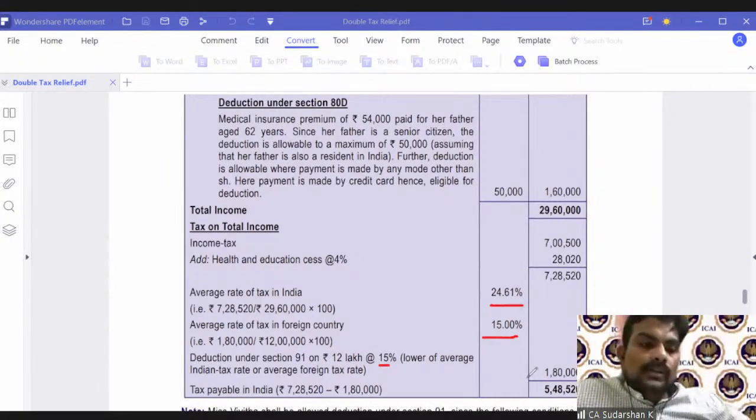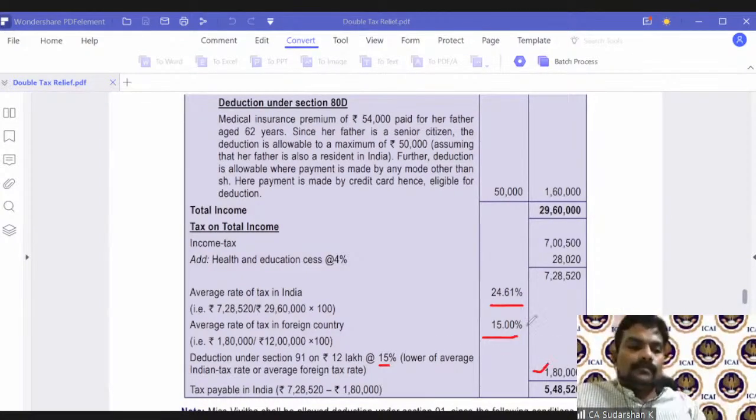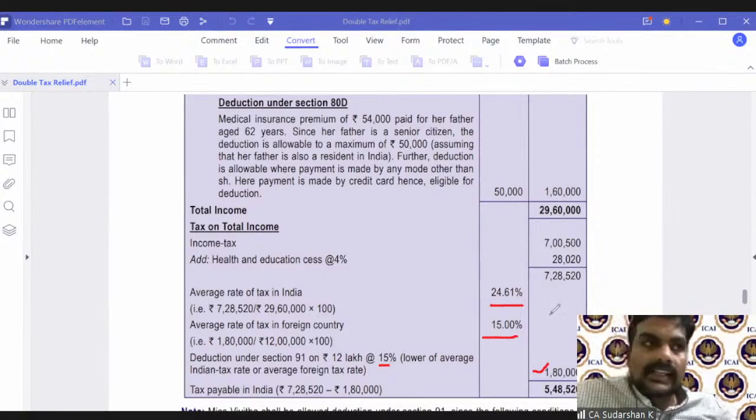So in this example, the credit is restricted to the lower average rate, which is that of the foreign country. So I get the entire foreign tax that I've suffered. I will get it as credit here because my average rate of tax in India is on the higher side.